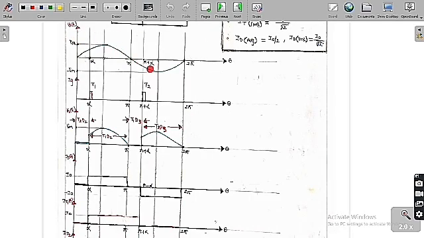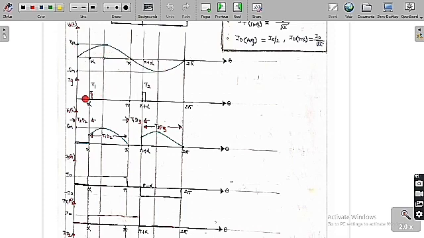So this is the supply voltage we are going to get, which is Vs of t equal to Vm sin omega t. From 0 to pi it is a positive pulse, and from pi to 2 pi it is a negative pulse, with peak values of plus Vm and minus Vm.